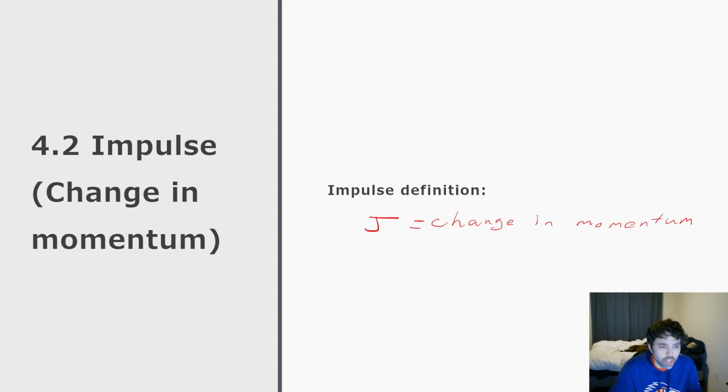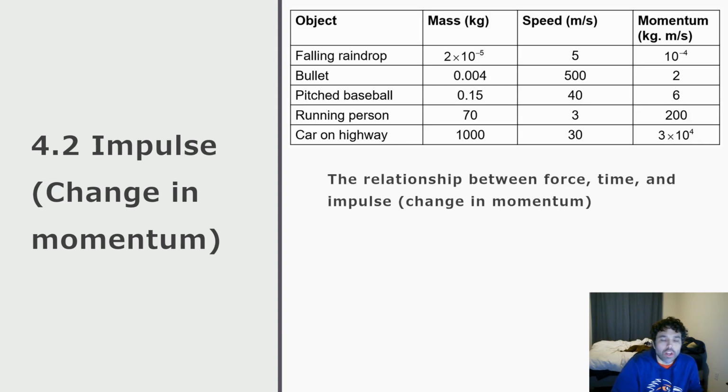If I hit that tennis ball really hard, and it goes flying off at 100 miles an hour or whatever, clearly I gave that tennis ball some momentum. Now it has mass and velocity. And so I transferred momentum from the racket to the ball by applying a force over a period of time. All right, I want to talk about the relationship between force, time, and impulse.